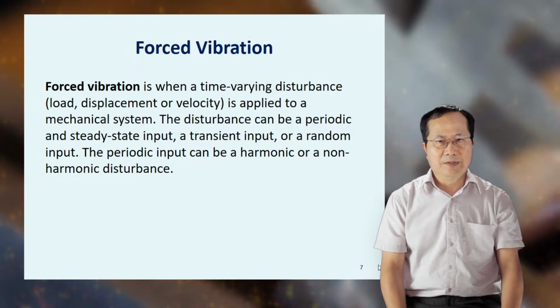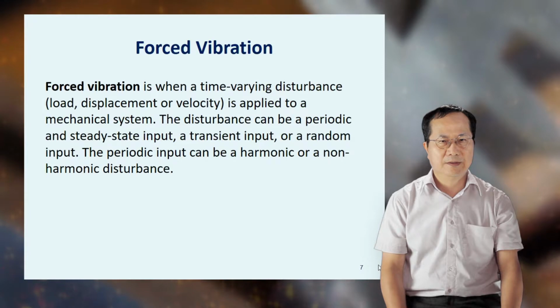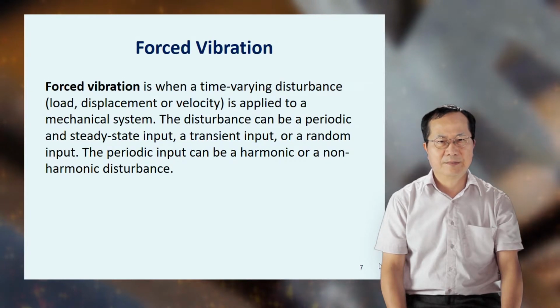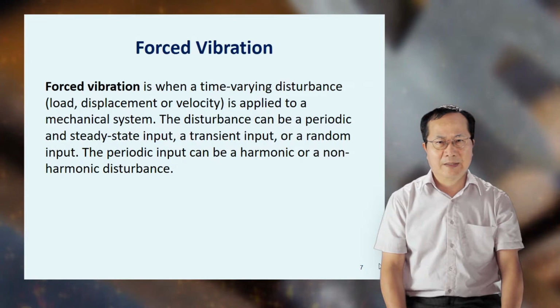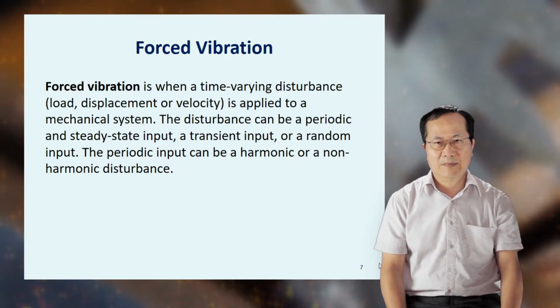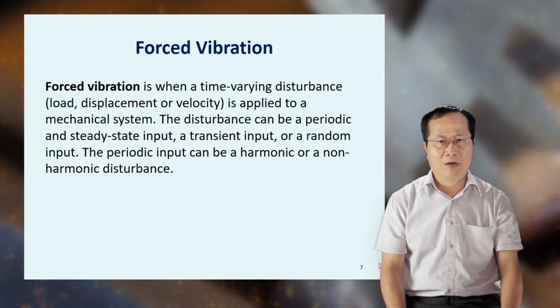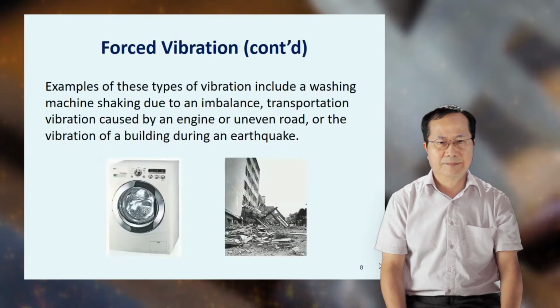Forced vibration is when a time-varying disturbance, such as load, displacement, or velocity, is applied to a mechanical system. The disturbance can be a periodic and steady-state input, a transient input, or a random input. The periodic input can be a harmonic or a non-harmonic disturbance.